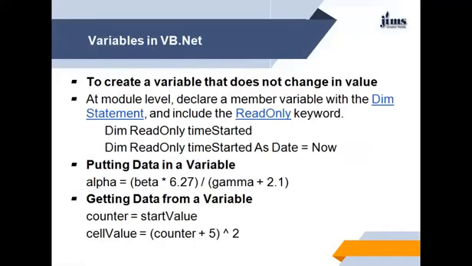Putting data in a variable: as in other languages, we can do alpha, where alpha is a variable, equals beta multiplied by 6.27 divided by gamma plus 2. In this way, we get the variable data. Getting data from a variable: suppose a variable counter equals a start value, or a counter value of 0. Now if we are incrementing this counter value, then this value will be changing. That will be the cell value.